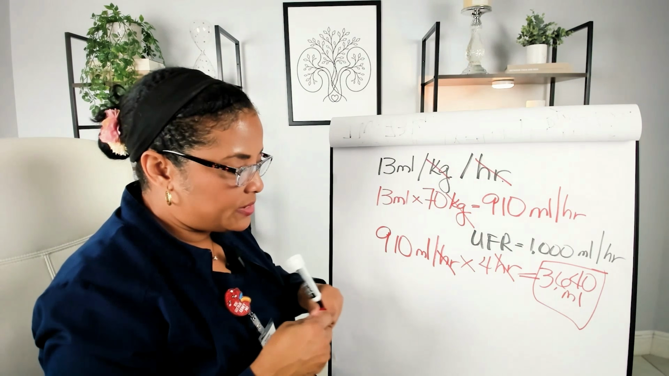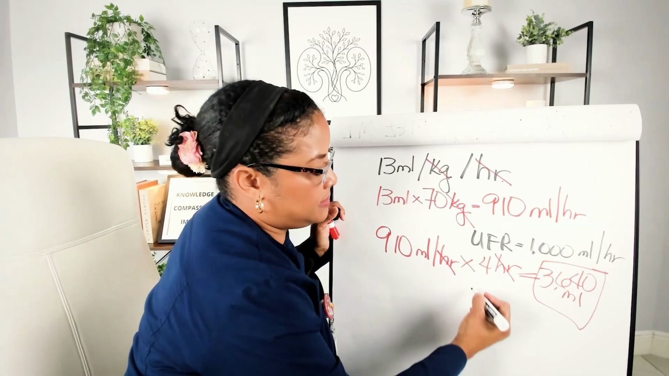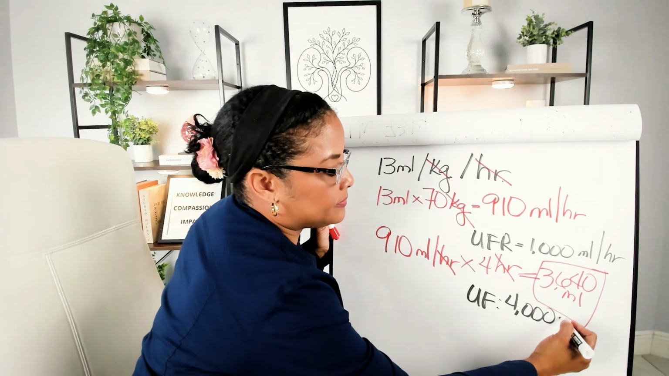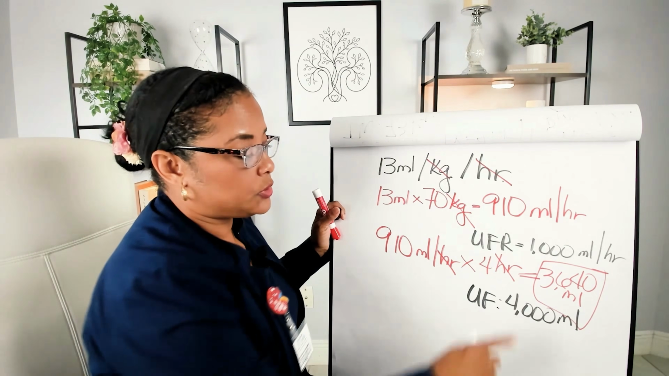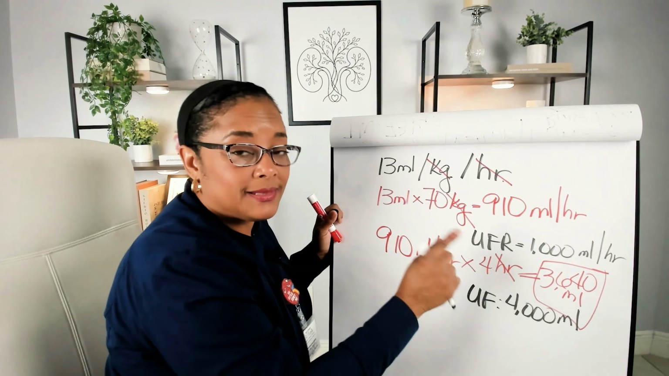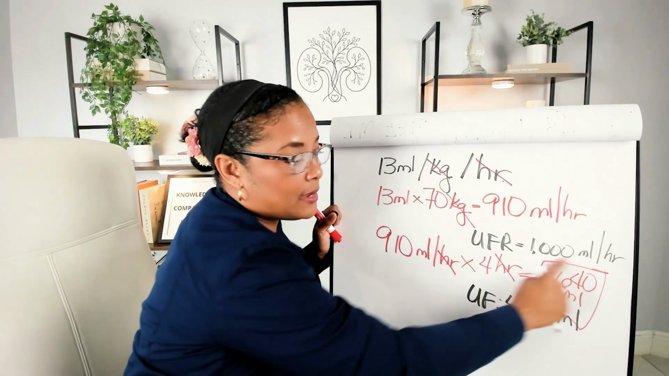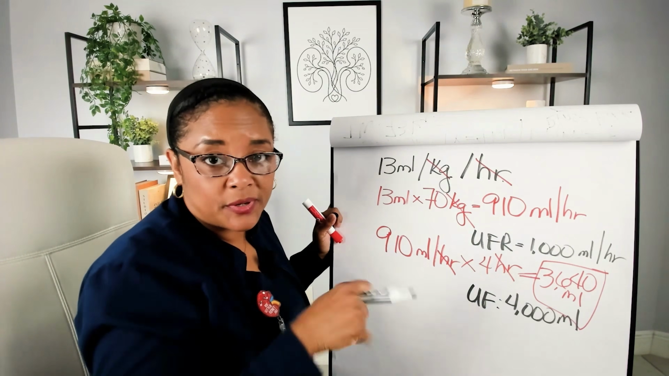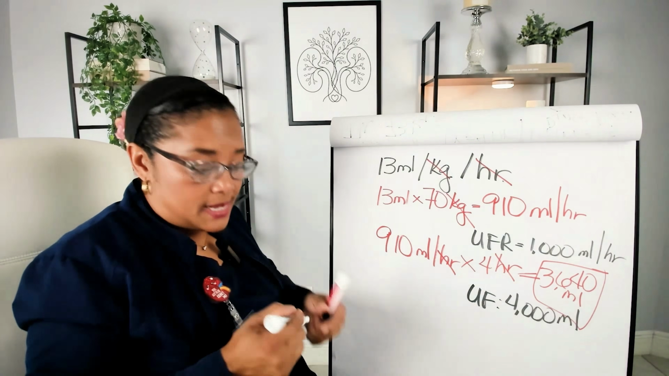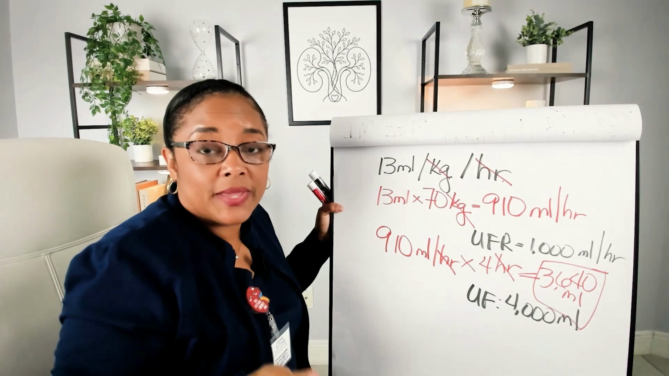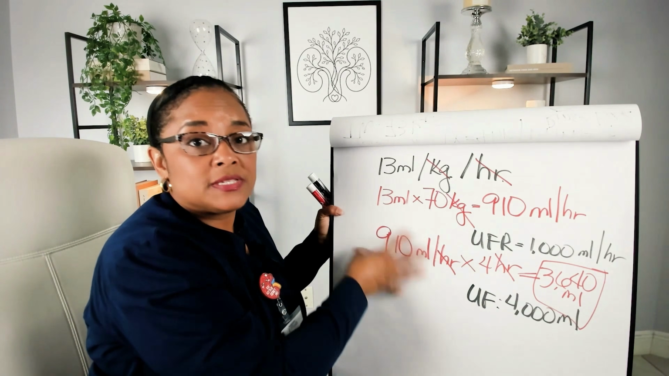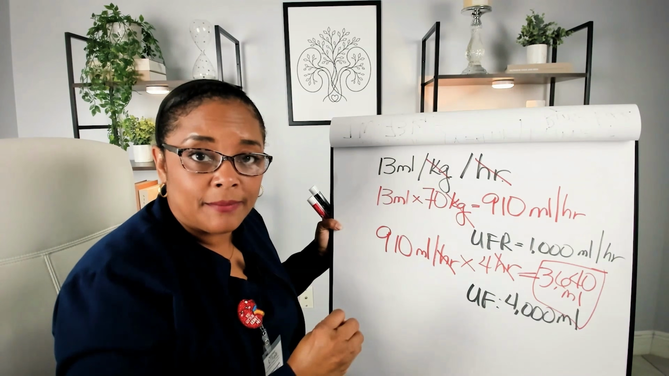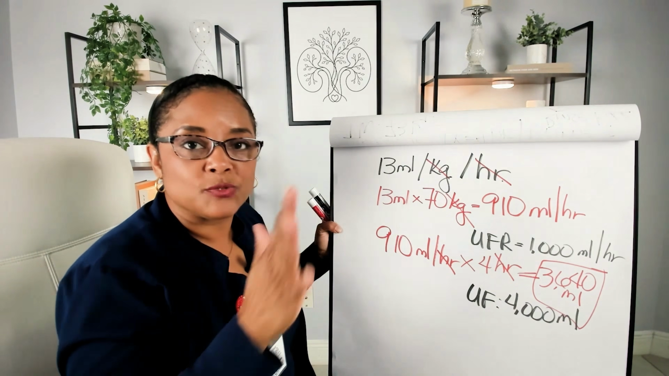But remember that in our calculation, we said that our UF total was 4,000 milliliters. So this will not work. It's a little higher than our allowed amount. So we need to drop that ultrafiltration goal for that particular treatment. Okay. And that is it. This is the way that you confirm if what you calculated is safe or not. If it's not safe, you need to adjust. But again, for your certification exam, we do part 1 of this, and that's where you leave it.